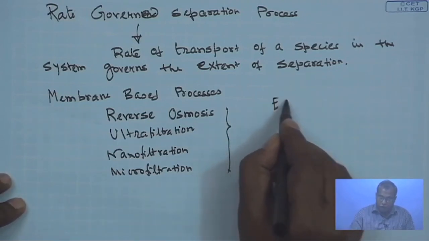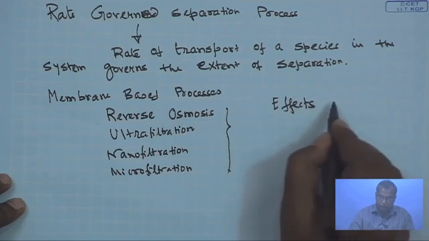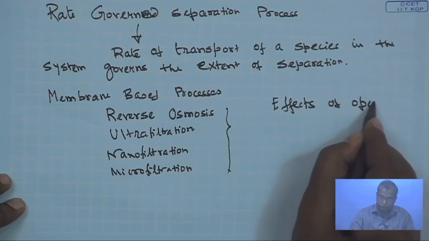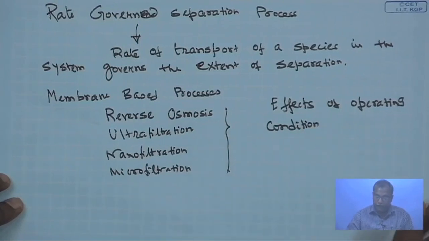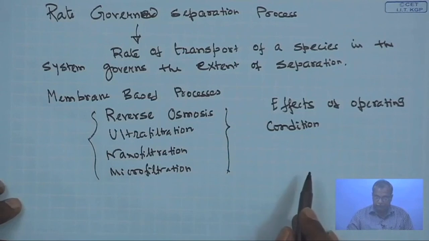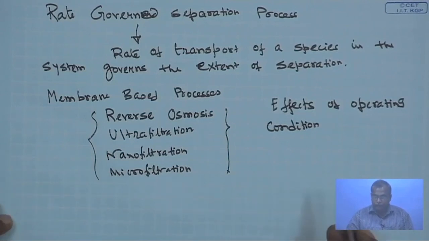So, the effects of operating conditions are quite crucial in rate governed separation processes. For example, all these separation processes that I have given as examples are basically pressure driven separation processes. So, if we increase the major driving force, that is the pressure drop across the membrane, then the rate of transport of the species will be altered. So, one can go for a higher throughput or a higher extent of separation by controlling the operating conditions, or vis-a-vis by controlling the rate of transport of the species through the system. So, that is the difference between the equilibrium governed and rate governed separation processes.